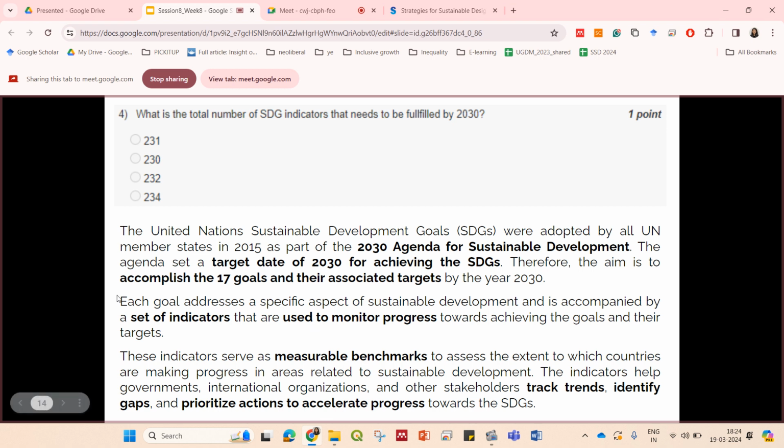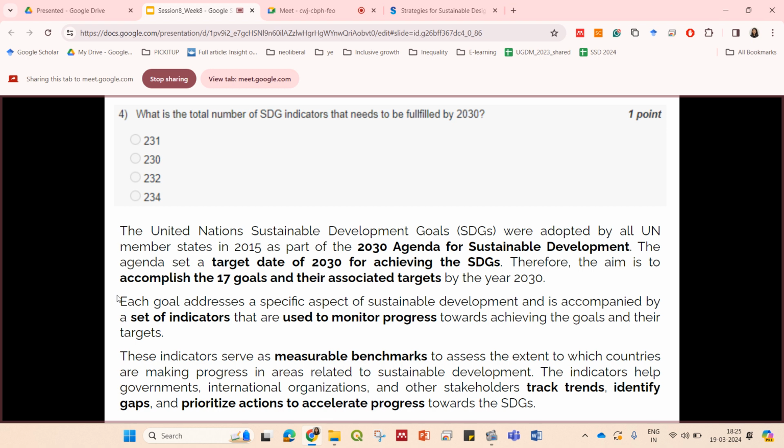Each goal, as you saw on the UN SDG website also, has a specific aspect of sustainable development, and the associated targets of that SDG have a set of indicators that are used to monitor the progress of that particular goal or that particular target towards achieving it. So these indicators serve as a measurable benchmark essentially to assess whether or to what extent the countries are making progress in that particular area of sustainable development.